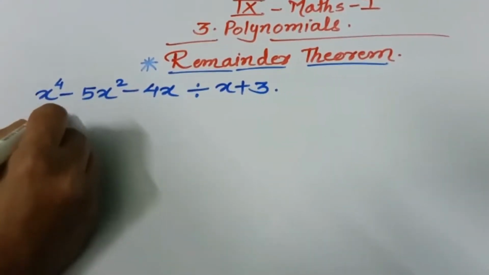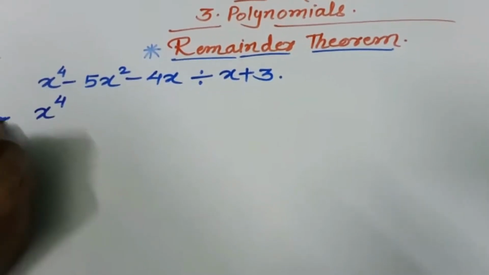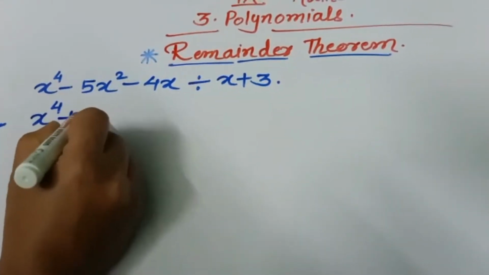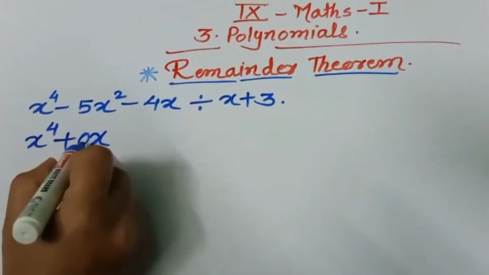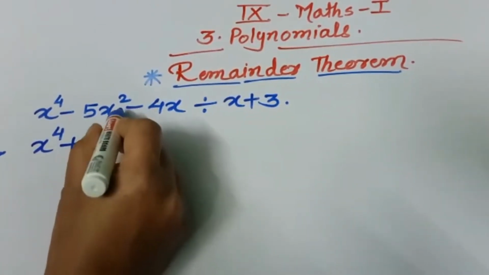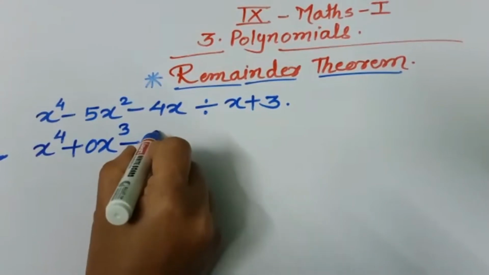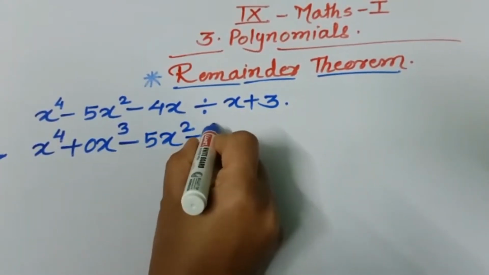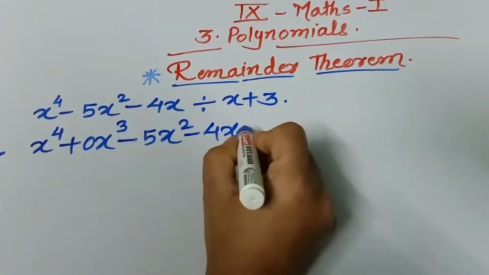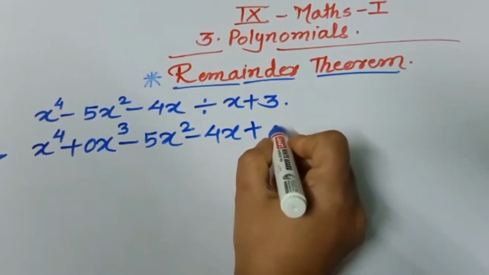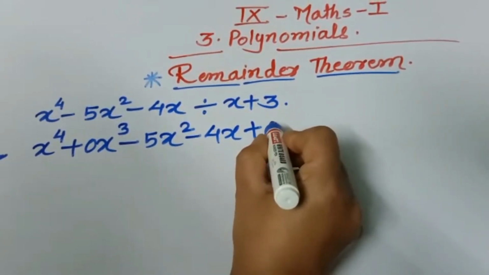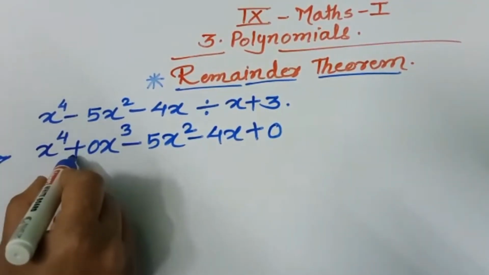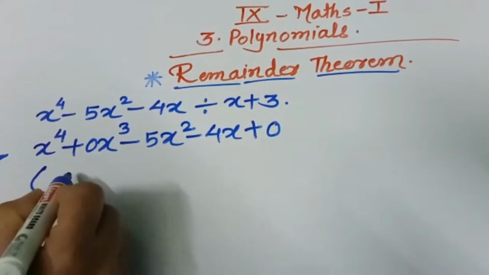Here which term is missing? A term with power of 3 is missing. So that term we are inserting by giving its coefficient 0. So 0 x raised to 3, after 3 power of 2 is minus 5x square and power of 1 is minus 4x, and one more term with 0 power is missing. So that we are inserting as 0. Understood? Now this dividend we are writing in the coefficient form.